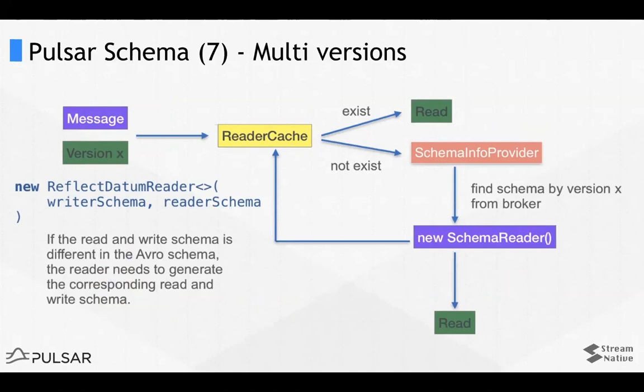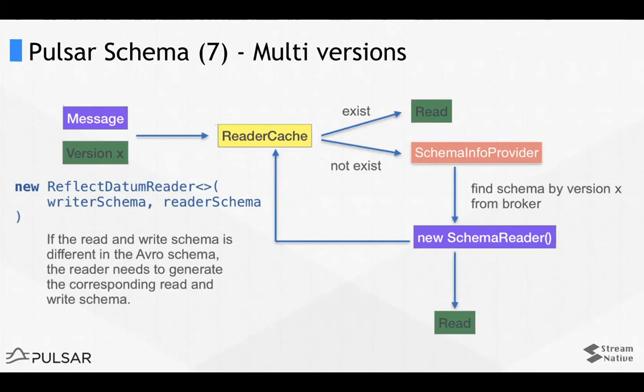In that way, each message produced by a given schema will be attached with a schema version, and the schema version can be used by a consumer to identify which schema you need to use to deserialize the data. So this is a simple logic for how the consumer uses the schema information.